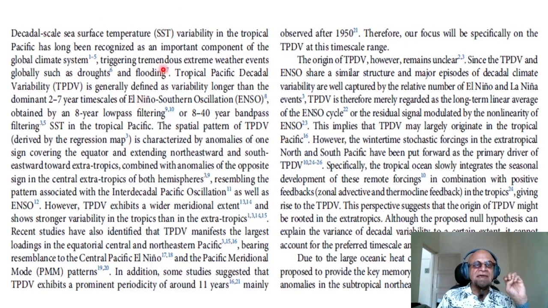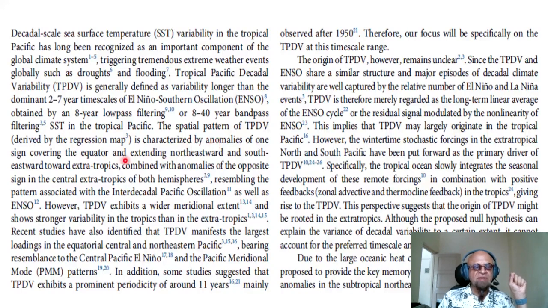Let's read. The text is long, but it nicely summarizes the basic conundrums that remain that we are trying to address here. Decadal scale sea surface temperature variability in the tropical Pacific has long been recognized as an important component of the global climate system. We have already talked about this in multiple podcasts. And they trigger tremendous extreme weather events globally, such as droughts and flooding. Tropical Pacific decadal variability, I will call it TPDV like them from now on, is generally defined as variability longer than the dominant 2 to 7 year time scales of El Nino Southern Oscillation obtained by an 8-year low pass filtering or 8 to 40 year band pass filtering SST in the tropical Pacific.